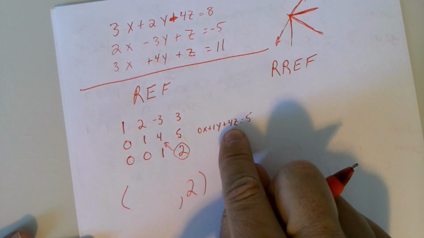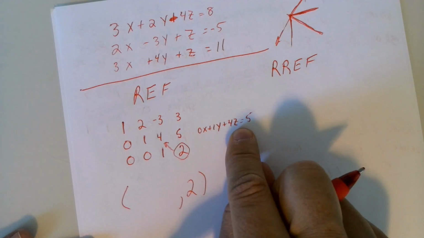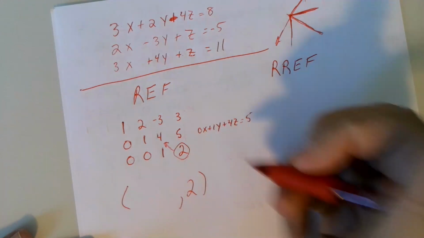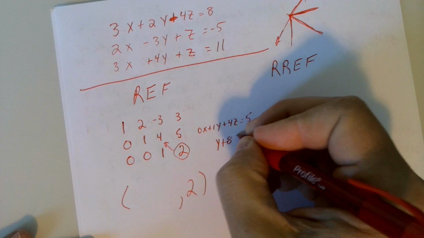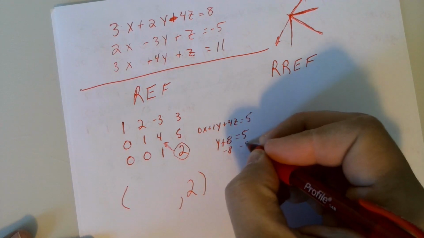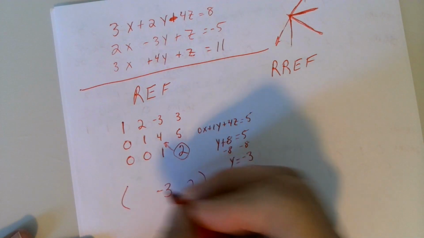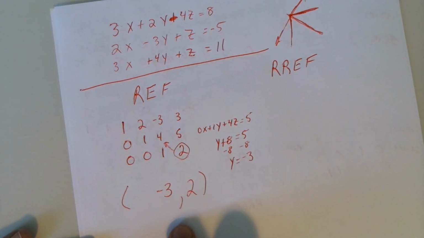Okay, so, well, what is z? Z is 2, so I plug that in there. 4 times 2 is 8. And now I got y plus 8 equals 5. I subtract the 8, and I get y equals negative 3. And I can plug that right in there like that. So now I got those two.